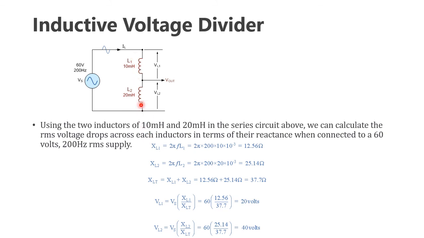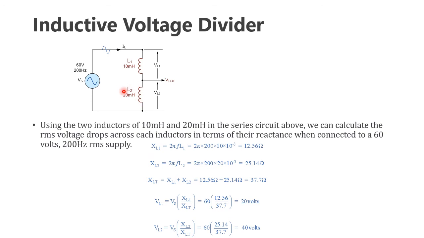So the reactance of the inductor L1 can be found by using the formula 2 pi F into L1. Here 2 pi is the numeric constant and F is the frequency. We know the frequency is 200 Hz and L1 is 10 millihenry. 10 millihenry can be written as 10 into 10 to the power minus 3. So that will be equal to 12.56 ohm.